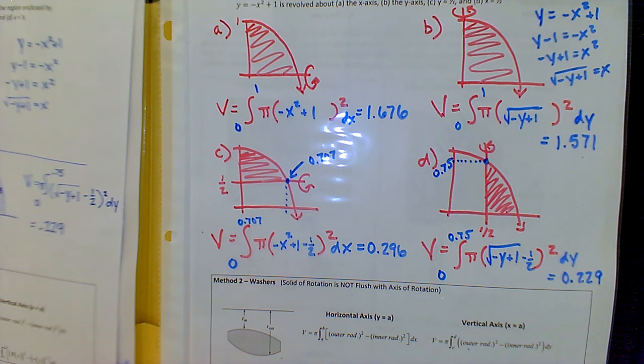How do we do on part A? 1.676? We gotta go over any piece? No? Okay. What about part B? We're rotating it around the y-axis this time. So you gotta make sure you rewrite your equation. Could we get 1.571?